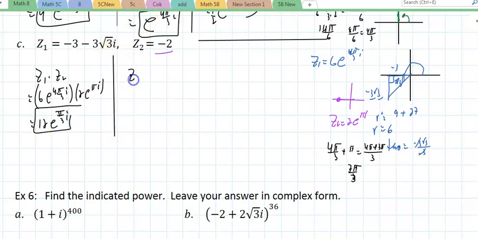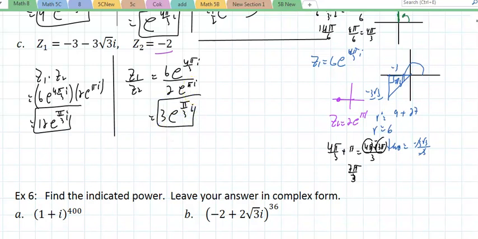What is z1 divided by z2? We would say that is 6e to the 4 pi over 3i divided by, what do we say, 2e to the pi i. That would be 3e to the... and if you subtract those, 4 pi minus 3 pi is 1 pi over 3. Those are not the same because one of them has a radius of 12, one of them has a radius of 3.